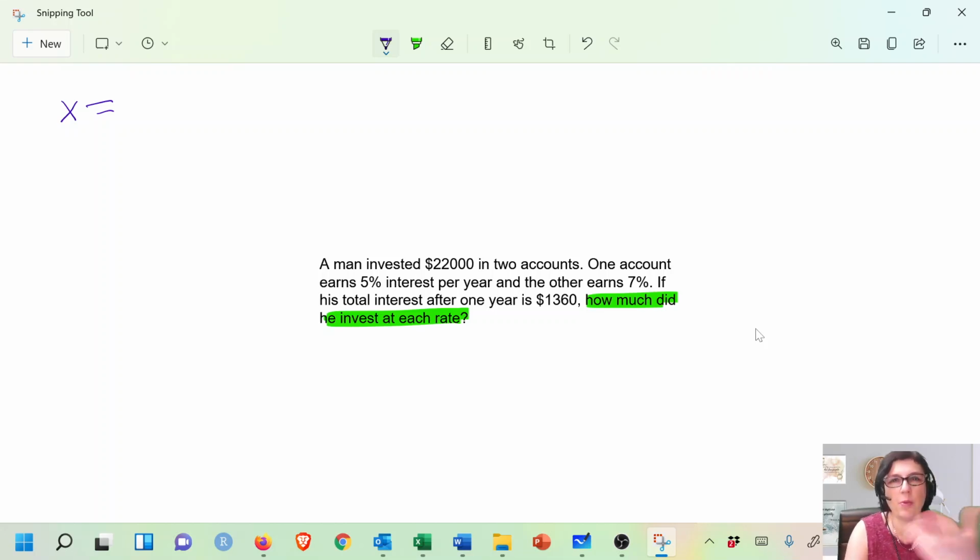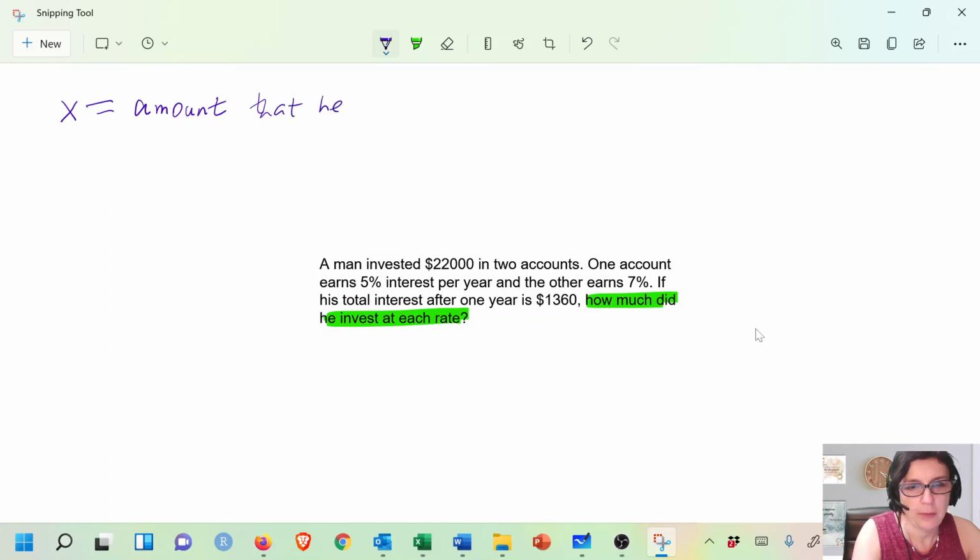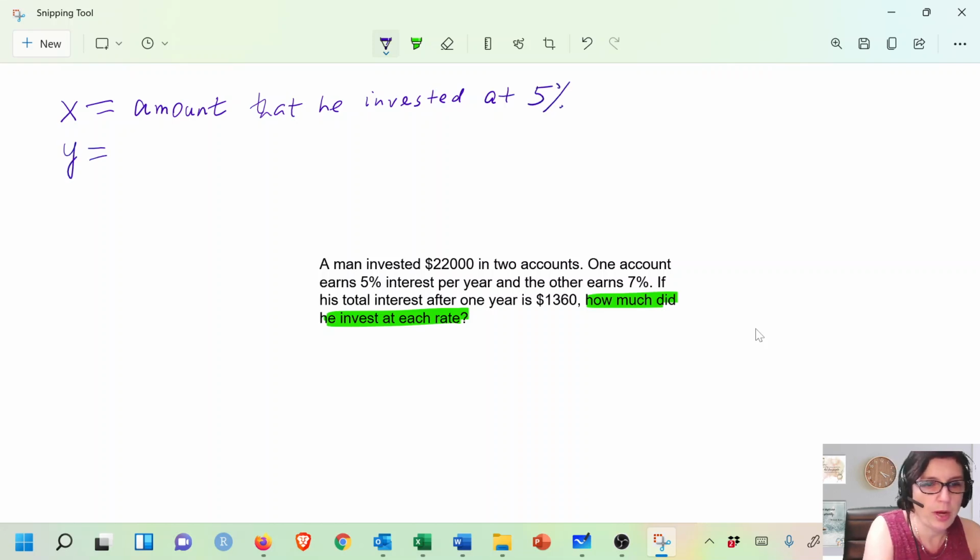So anytime you see how much, instead of saying number, as you did with how many, you're going to say amount. It's just grammatically more correct. Not that math people care, but we want to be good with grammar. So we're going to say the amount that he invested at the two rates. The first rate was 5%, so that would be the amount at 5%. That's X. Y would be the amount that he invested at 7%.